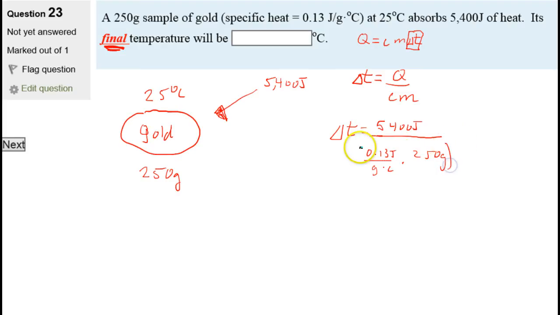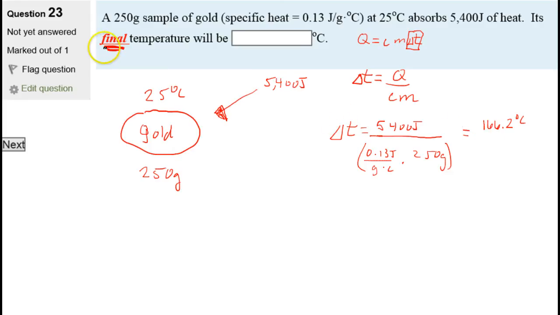When we put this in our calculator, make sure you put everything in the denominator in parentheses. That will make sure that your answer is right every single time. So I'll take 5400 divided by parentheses 0.13 times 250, close the parentheses, and hit equals. It looks like the temperature change is about 166.2 degrees. This is not our final answer. This is just the change in temperature.